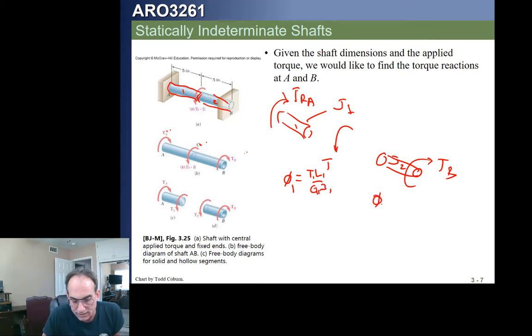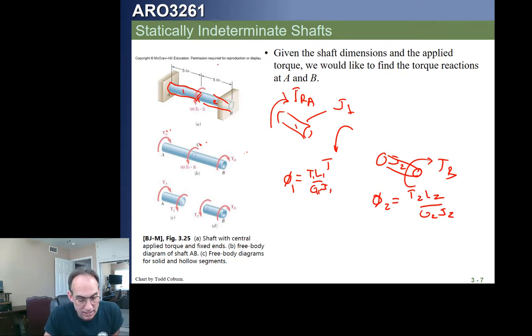And the angle of twist of the second is going to be T2L2 over G2J2. Now we've got different torques, different lengths. We can see the lengths. We got the same G actually, and we got two different J's. So we can calculate our J, figure out our length, calculate our G. The only things left is the torques.